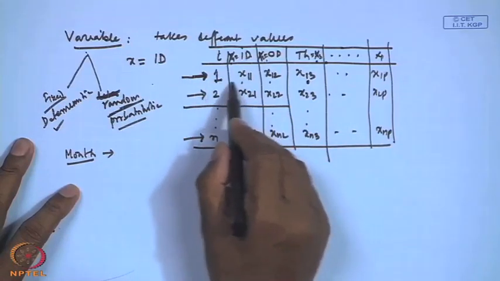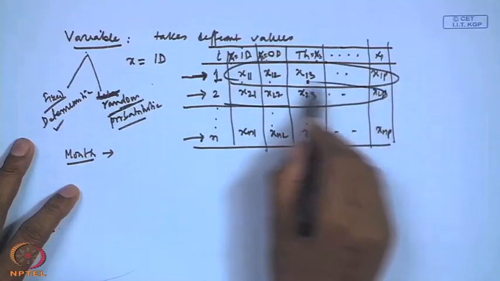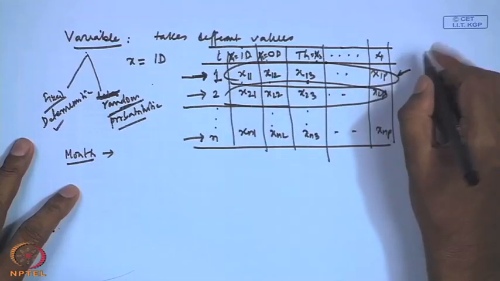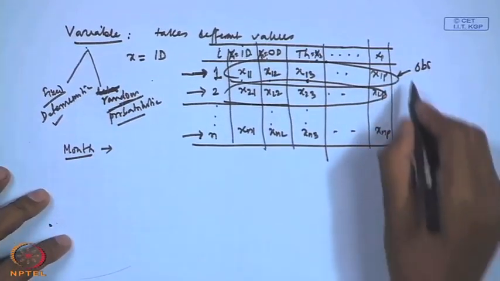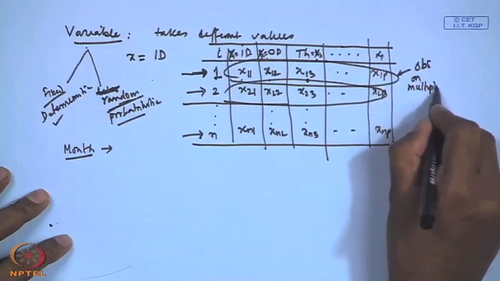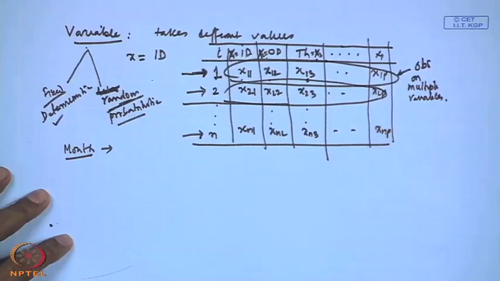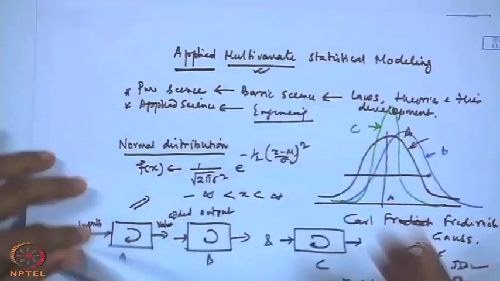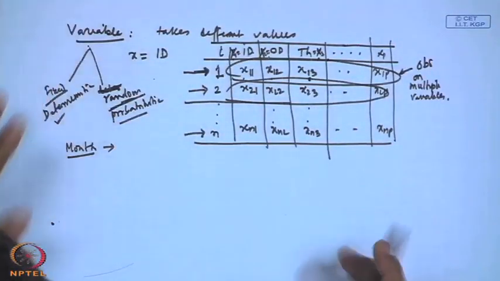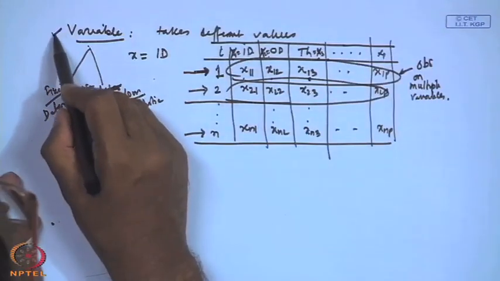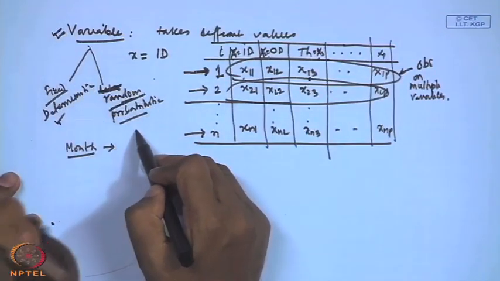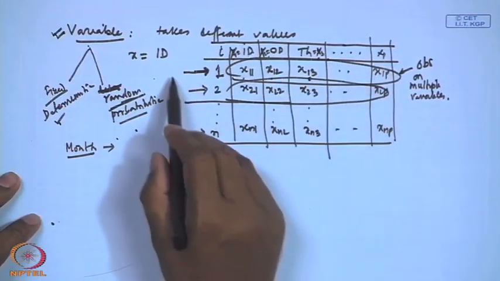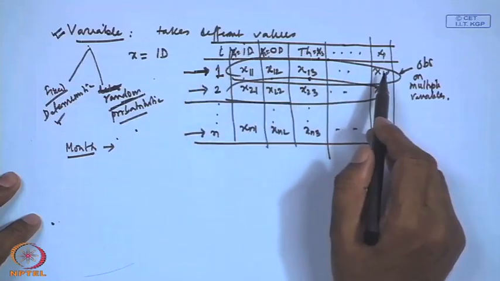Now, each of this as well as these are observations on multiple variables. What we want to define here is multivariate. In order to do so, we know variable, deterministic variable, probabilistic, that is random variable, and this is one example where every observation is measured on several variables.